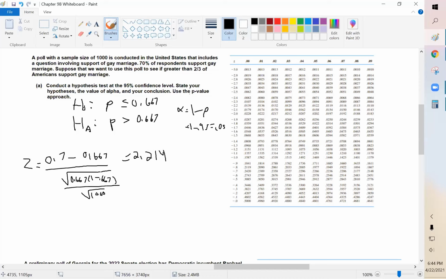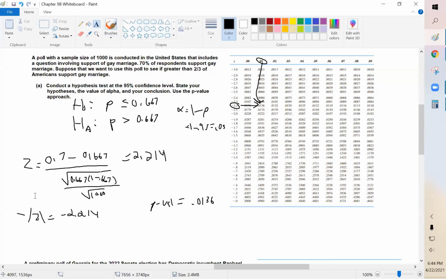Now, it says to use the p-value approach. So in this case, we take the negative of the absolute value. Negative absolute value of z is negative 2.214. So negative 2.2 and the 0.01. So our p-value is equal to 0.0136.